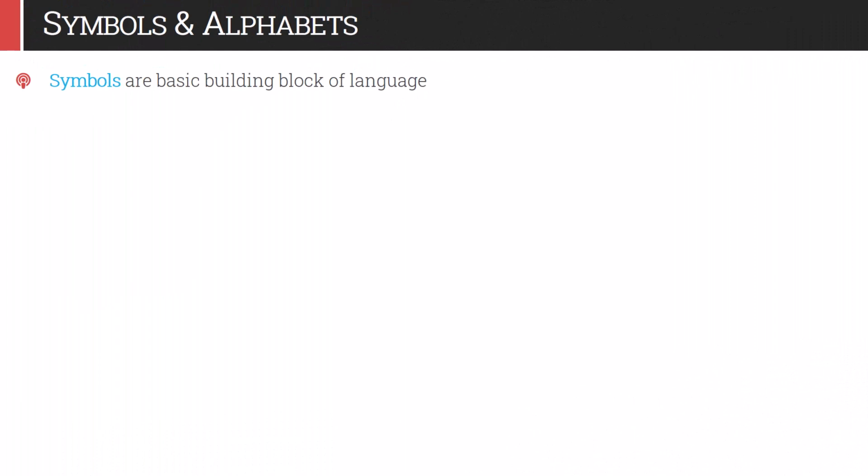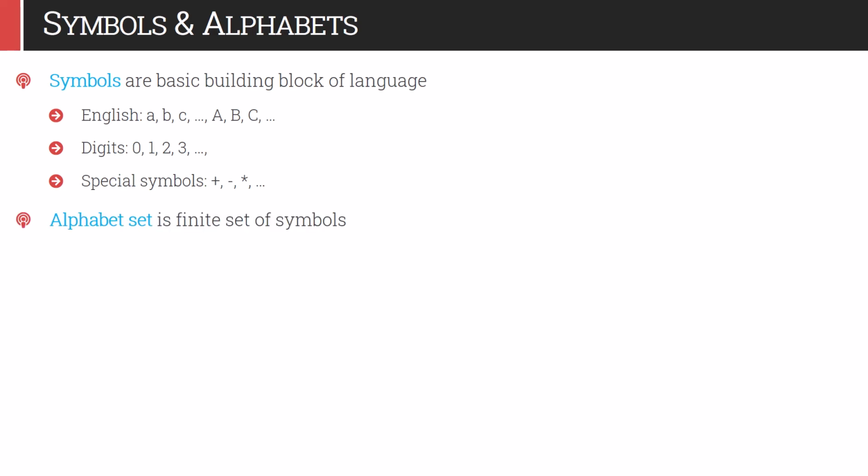Let us try to understand the basics of formal languages. So the symbol is the first and foremost important thing. Symbols are the basic building blocks of any language, maybe it's a computer language or maybe it's a communication language. For example, in English, small a to c, capital A, B, C. If we talk about digits, then there could be 0, 1, 2, 3 up to 9, etc. Special symbols can also be a part of symbols, like plus, minus, division, exclamation mark.